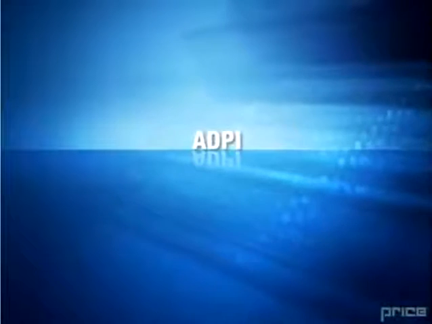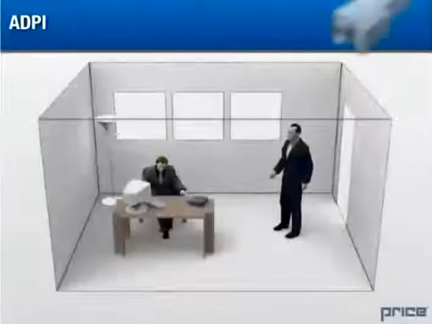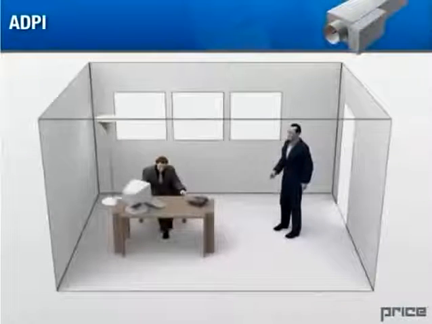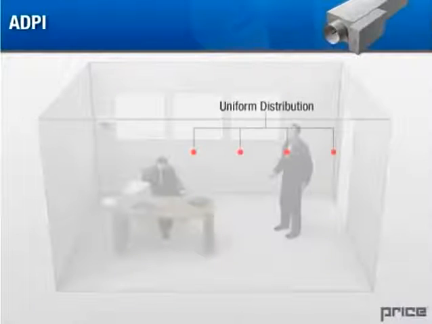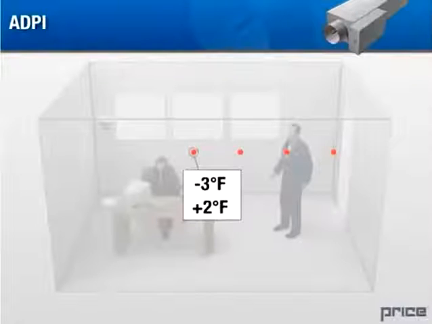ADPI. Now that we understand what draft temperature is, here's how it can be used in determining the comfort level in any room. Equipment can be set up to measure temperatures and velocities at uniformly distributed points in a room. If at each point the draft temperature is within the -3 degrees Fahrenheit to the +2 degrees Fahrenheit range, and the local velocity is less than 70 feet per minute, then that point meets the comfort criteria.